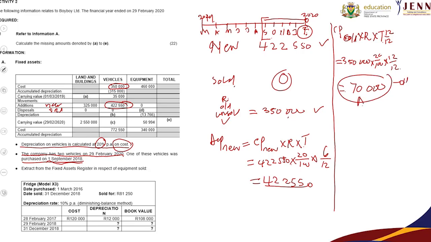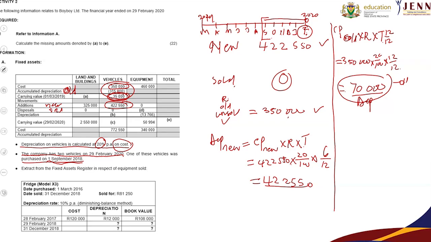Now this is our depreciation for the current year. Let's take this depreciation, that's 70,000, and compare it to the carrying value for that specific vehicle, the old one. Its cost price was 350. It lost the value of 315 over the years. Now this year, at the beginning of the year, it was worth how much? 35,000.